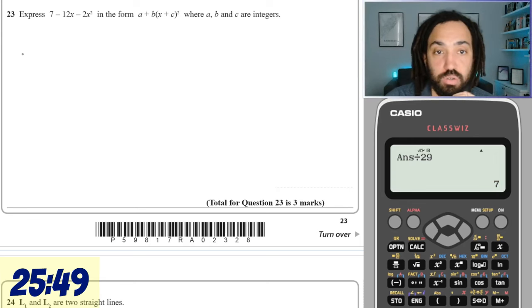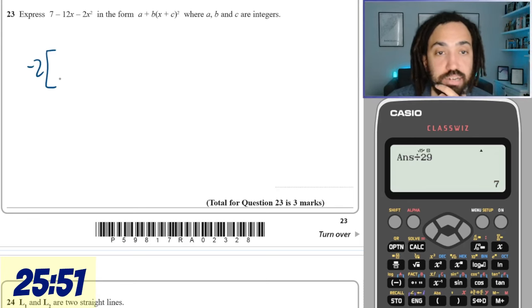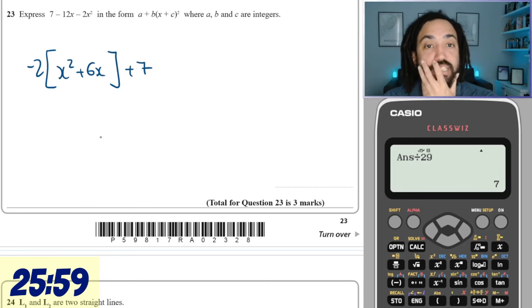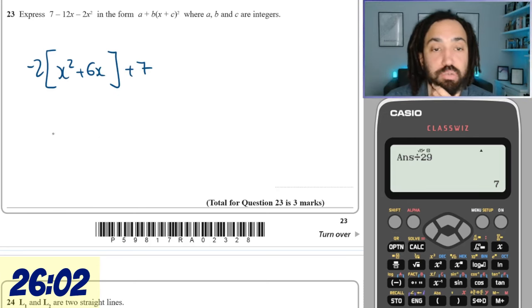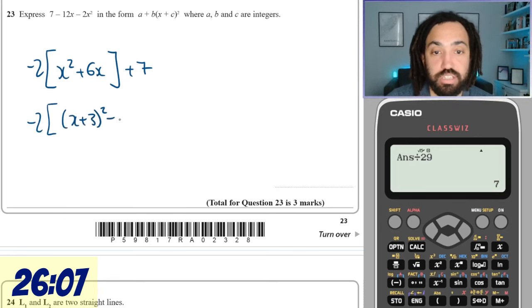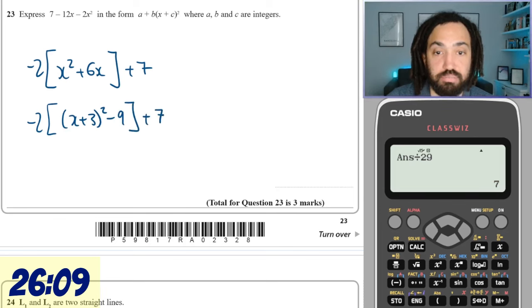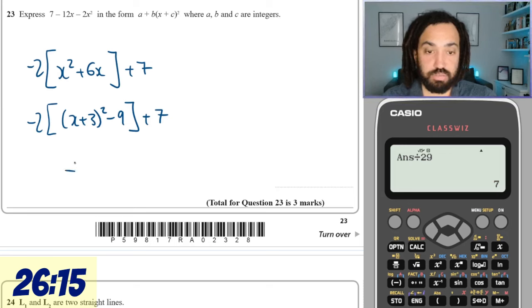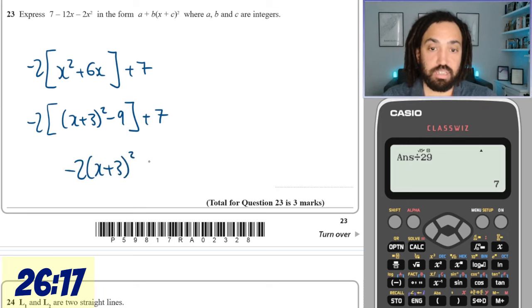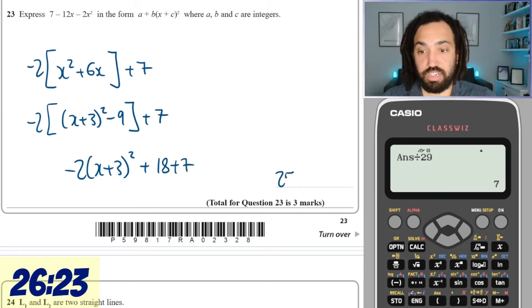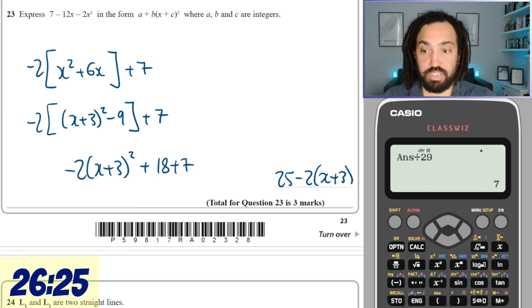Right, completing the square. Well, let's take a minus 2 out, and that will give me x squared plus 6x. Let's leave the positive 7 outside the bracket. We don't need to take that out as well. Just double checking that works, yes. So minus 2, so that's x plus 3 all squared minus 3 squared, which is 9. Yes, that works. So times 3 gives me minus 2 lots of this, and then plus 18, when I times minus 2 by minus 9, plus 7 gives me 25. So it's 25 minus 2 lots of x plus 3 all squared.